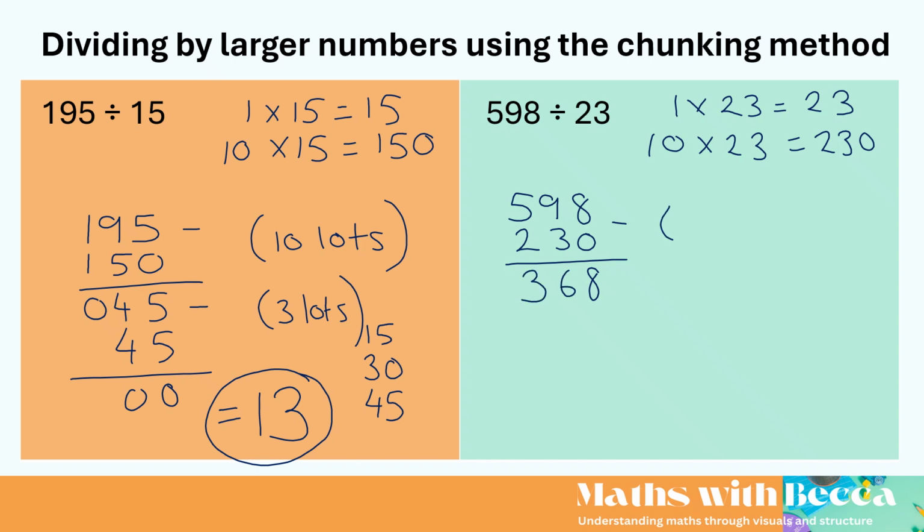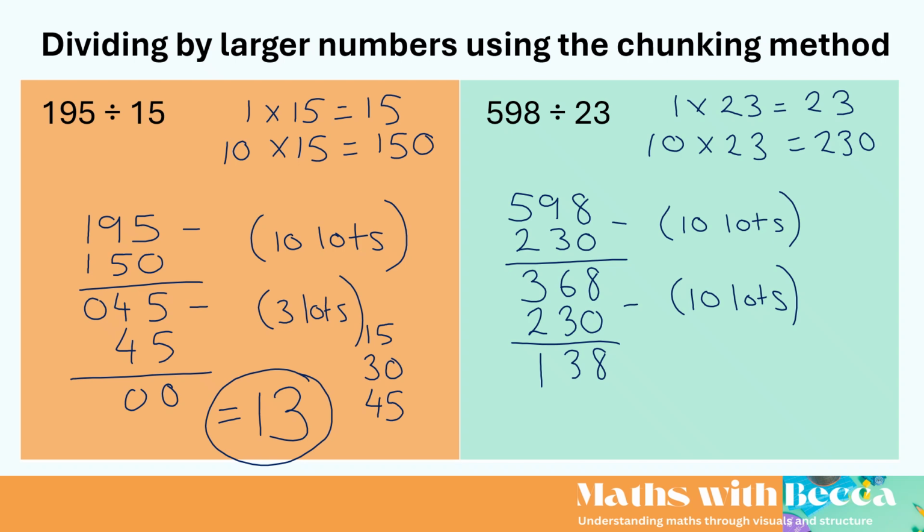So I'm going to just put in my brackets here 10 lots, just so I don't forget. I have to write things down so I don't forget. I'm left with 368, and you might have spotted that actually I could do another 10 lots if I wanted to. So I'm going to take away another 230. So 8 take away 0 is 8, 6 take away 3 is 3, 3 take away 2 is 1. Just going to remind myself that was another 10 lots. And now I've been left with 138. Okay, so I know I can't get another 10 lots. So what could I do?